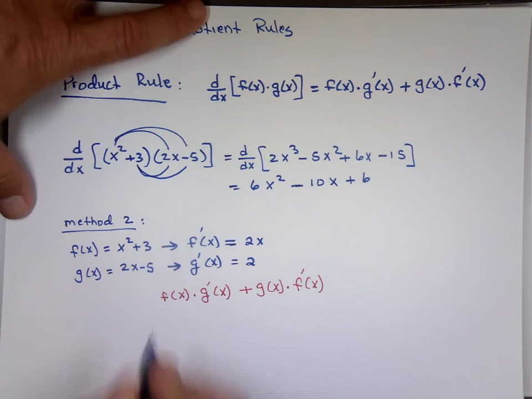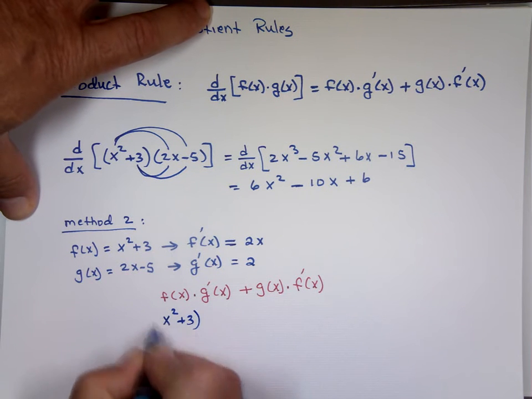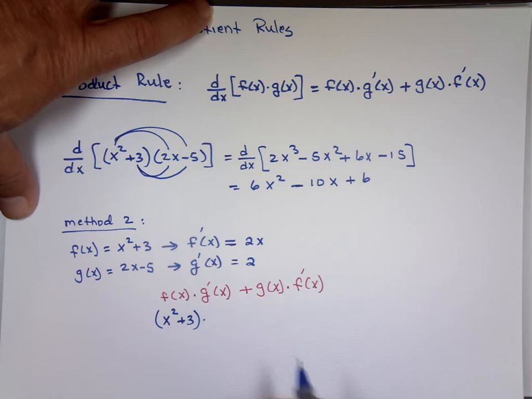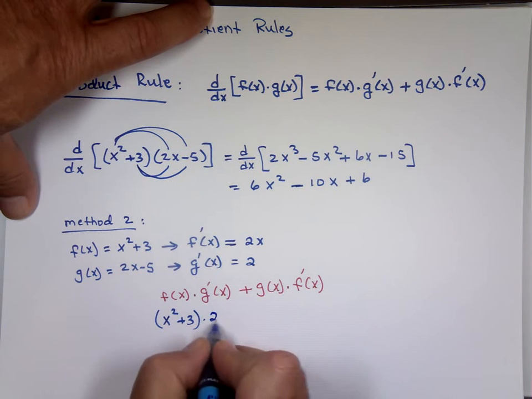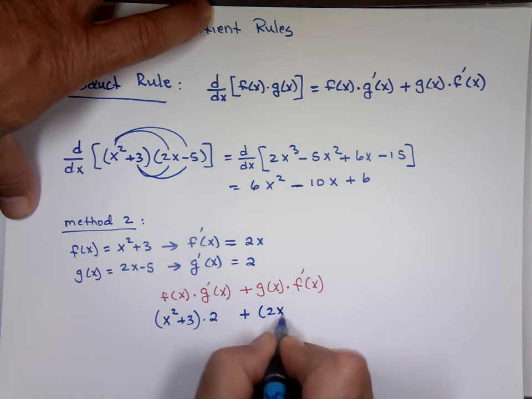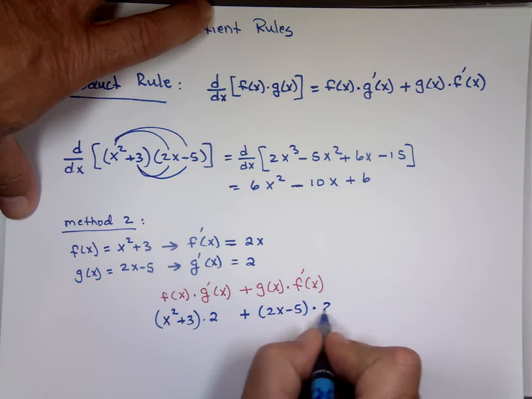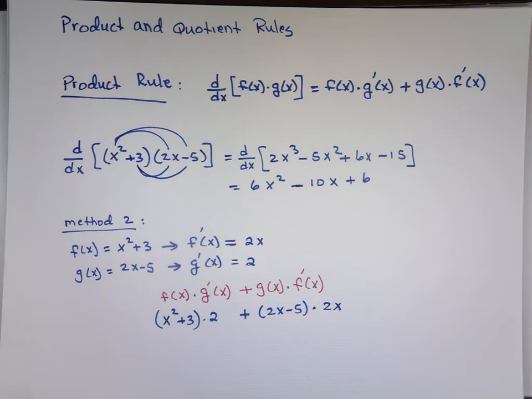What is f of x? x squared plus 3. What is g prime? 2. Plus g of x, which is what? 2x minus 5. What is f prime? 2x. And let's just simplify them and see if you end up with that answer.